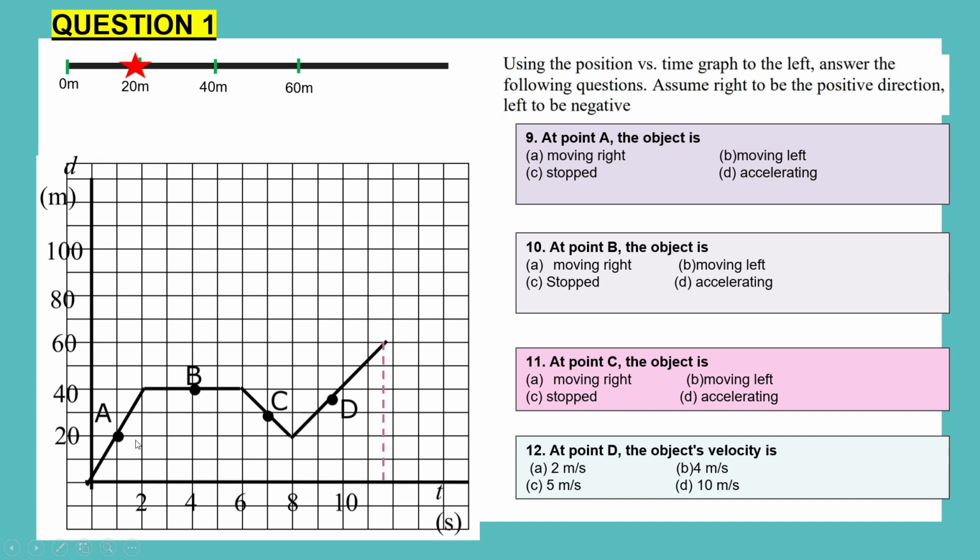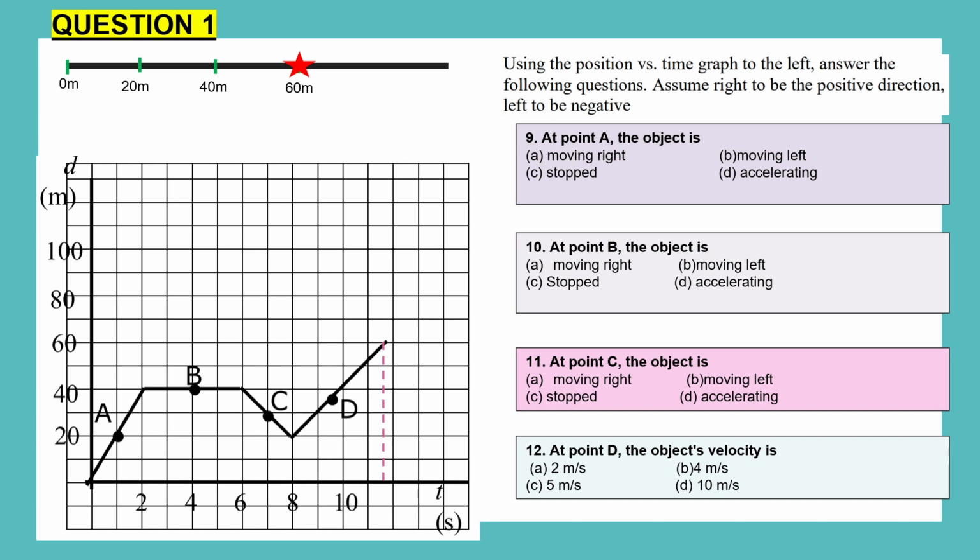From 20 meter, it's moving to the right in positive direction, until 60 meter. So the star is moving to 60 meter. That's the motion of the object. Now, let's try to answer the question. This is the concept and test your understanding.